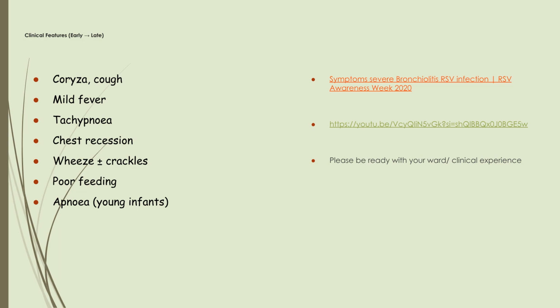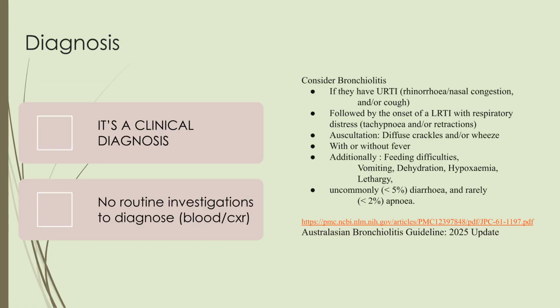Early clinical features include coryza and cough, progressing to mild fever, tachypnea, chest recession, wheeze and crackles, poor feeding, and potentially apnea in young infants. Diagnosis is purely clinical. Bronchiolitis should be considered if an infant has a URTI followed by an LRTI with respiratory distress, diffuse crackles, or wheezing.